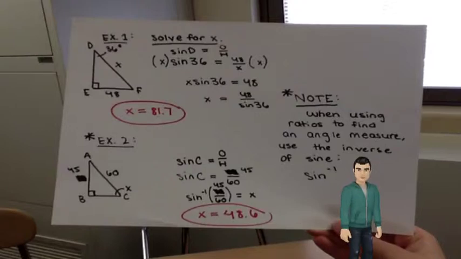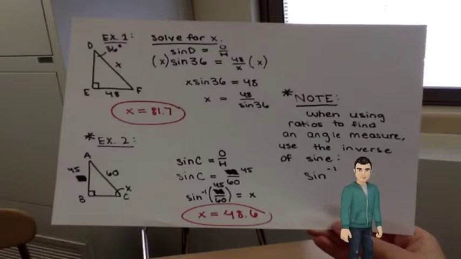For the first example, we're going to solve for x, which is the measurement DF. In order to do that, you set up your equation as sine of the angle 36, which is the measure of D, equals 48, the opposite leg, over x, the hypotenuse. You then have x times sine 36 equals 48, and you can solve for x equals 48 divided by sine 36, for an answer of 81.7. So the measure of DF is 81.7.